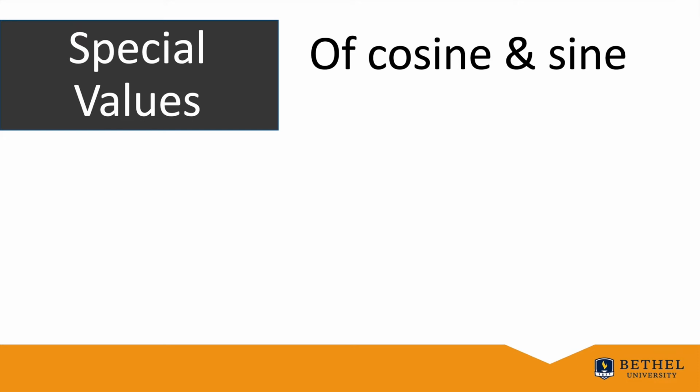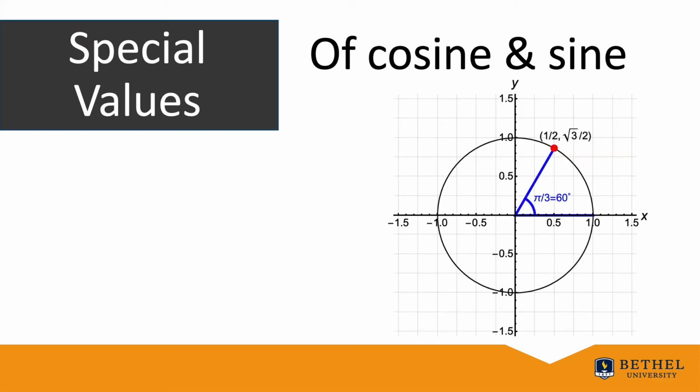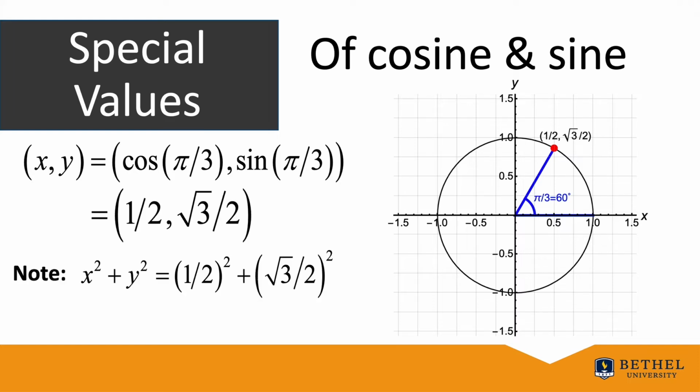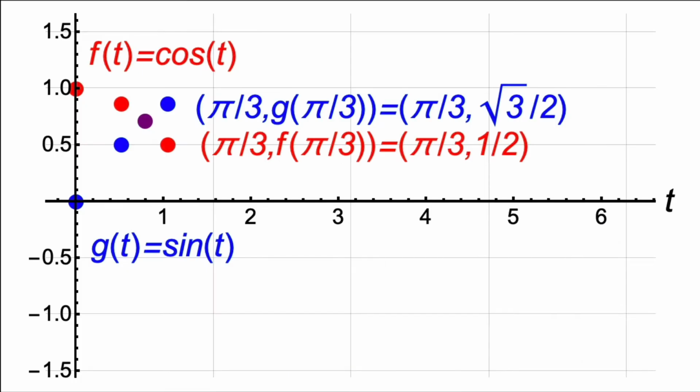The next special value of cosine and sine is when the angle is pi/3 radians, which is 60 degrees. Cosine of pi/3, sine of pi/3 equals 1/2, square root of 3/2. We again note that the equation of the unit circle is satisfied. Plotting the next 2 points gives us this picture. Note that pi/3 is about 1.05, and once again, square root of 3/2 is about 0.87.